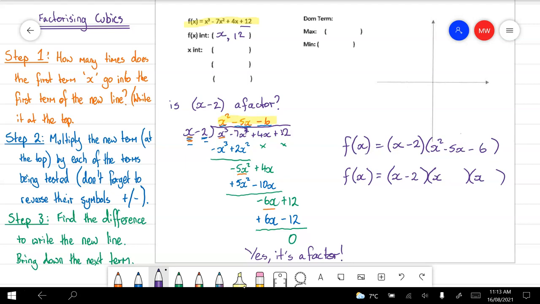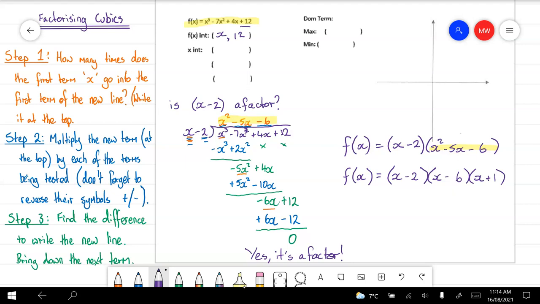And now I'm just treating this as a quadratic that I'm going to factorize. So I'm looking at this part here and I'm saying, what are the factors of 6 that make 5? They are going to be 6 and 1. So I'll write them in. How do I make those factors equal -5? Well, 1 minus 6 makes 5. And now that's fully factorized.